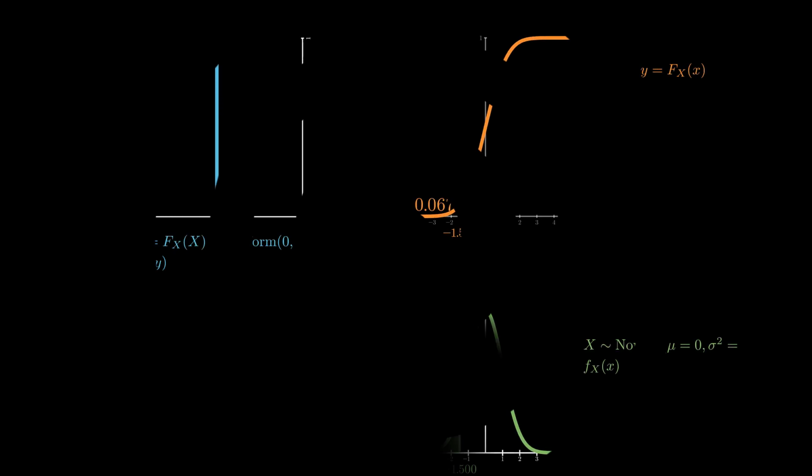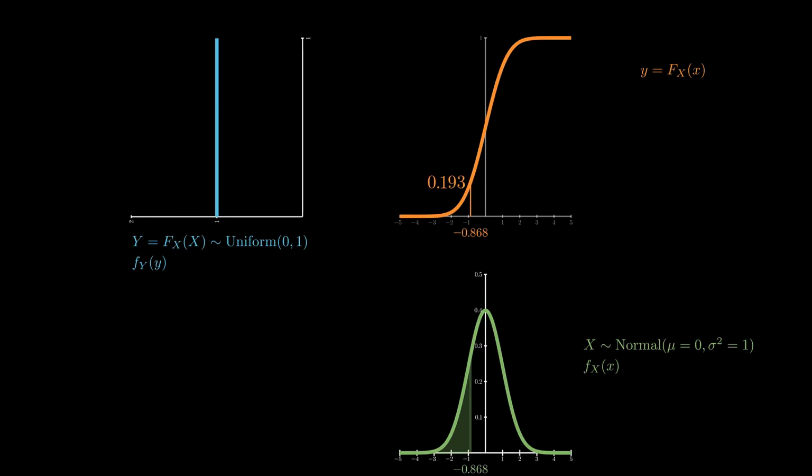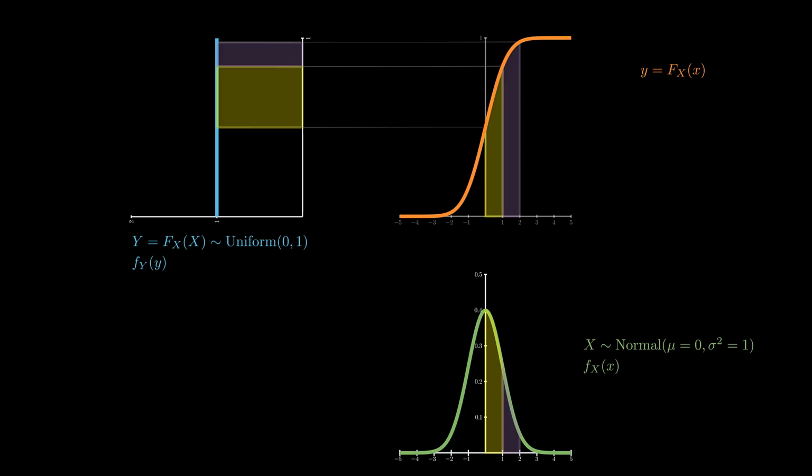The property of the CDF that we just looked at is called the probability integral transform. We'll come back to it at the end of this video, but here's a very brief intuitive explanation of why it works. In particular, let's look at why if a random variable x has the standard normal distribution, then the random variable y obtained by plugging x into its own CDF will have the standard uniform distribution.